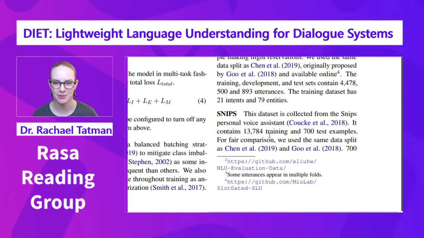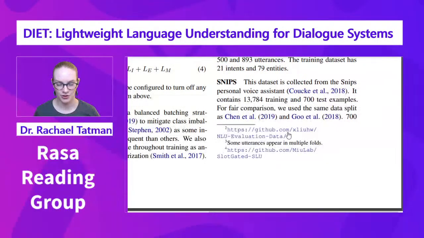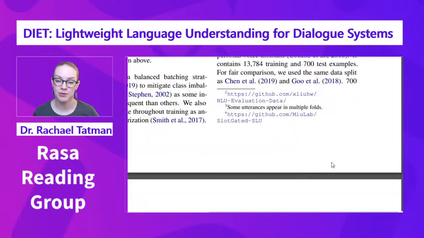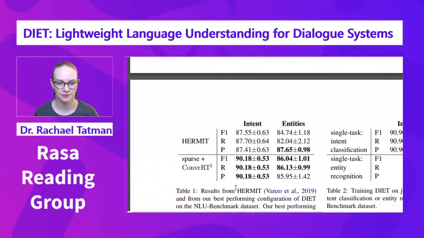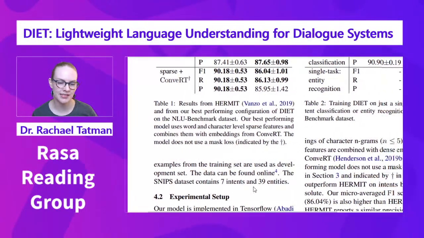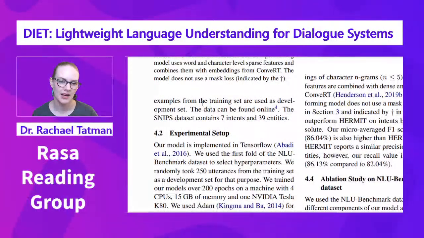Wow, that's a split. Okay, so they're using the same split as somebody else. What I'm just saying there is that is a very small test example set given the training examples. So they're using somebody else's data set, split 700. Examples from the training set are used as development set. The data can be found online. The SNIPS data contains 7 intents and 39 entities. Okay, so this is an even smaller data set.